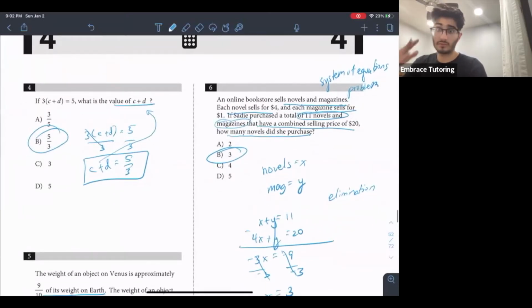So that was a simple problem. You just have to follow through with your work, make sure you're assigning variables correctly, and realize that it's a system of equations problem, and you should be good to solve this problem.